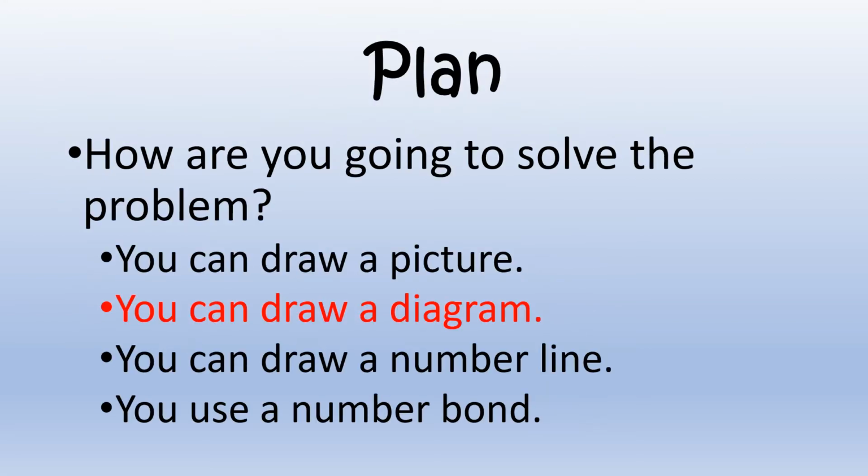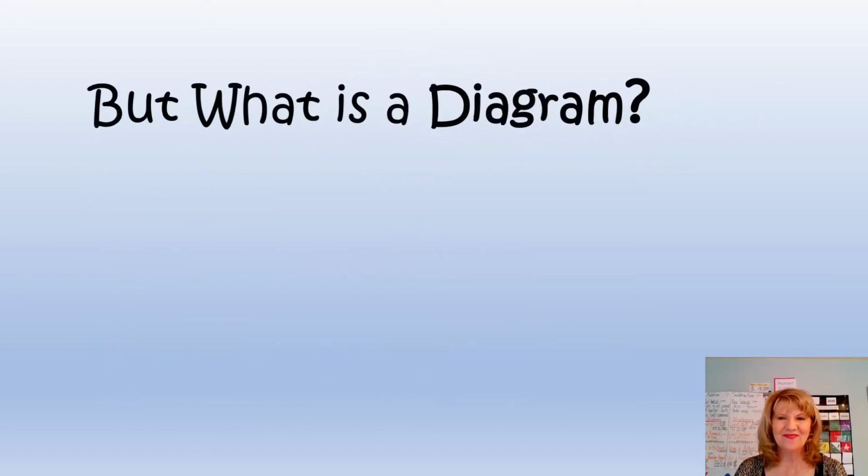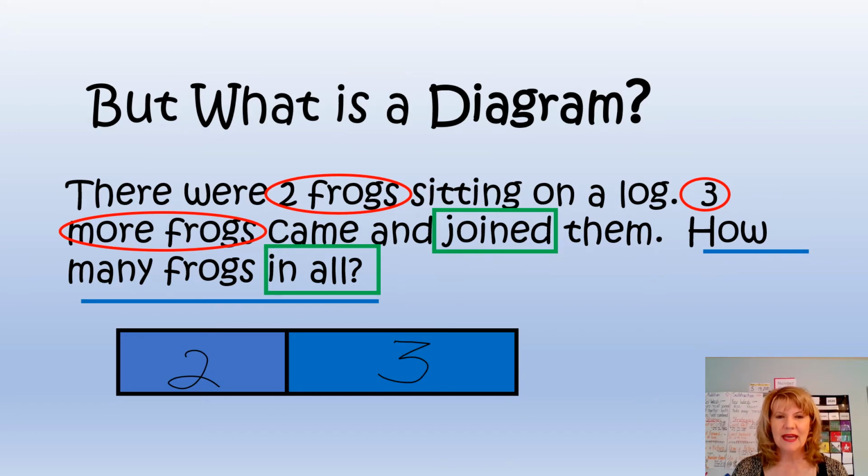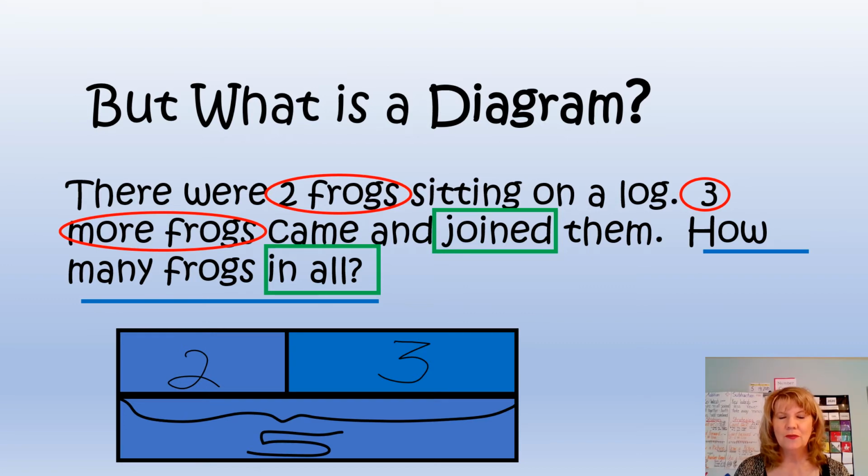Plan. How are you going to solve the problem? You can draw a diagram. We've already drawn a picture. But what is a diagram? Here's the story problem again. There were 2 frogs sitting on a log. 3 more frogs came and joined them. How many frogs in all? A diagram is 2 bars put together that equal the total number. So 2 plus 3 equals 5. That is a bar diagram.